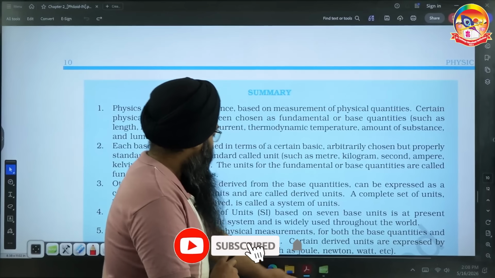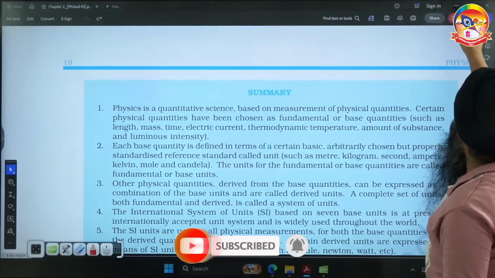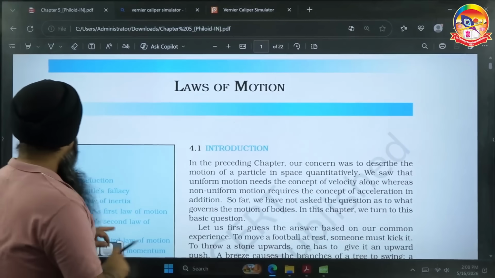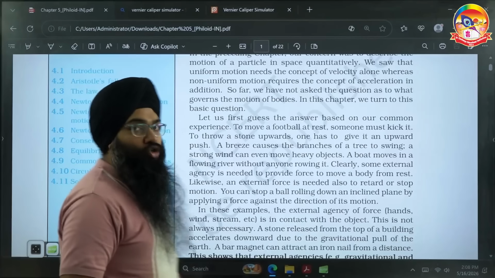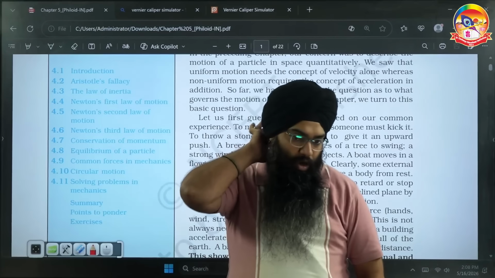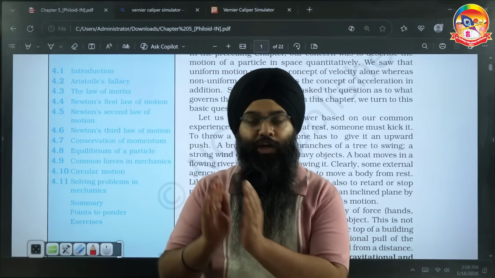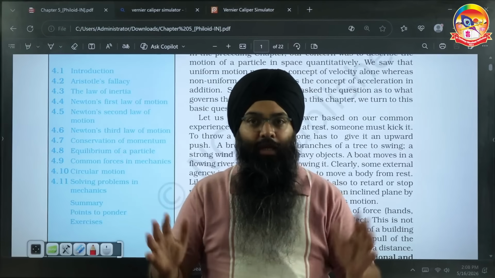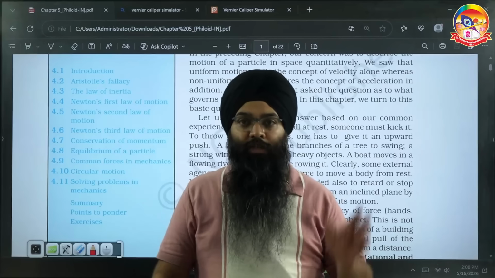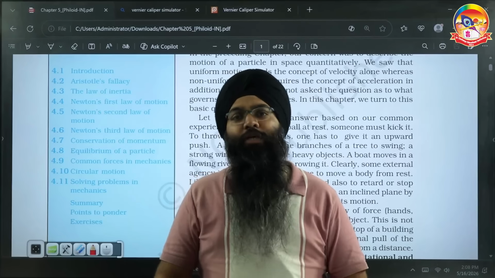Please understand carefully. Let me take this backward. So now let me come to the laws of motion. I hope this will be clear to you. In laws of motion, we have to know the meaning of Newton's laws of motion, the concept of inertia, and the main three laws of motion, which are the first law, second law and third law, and some examples and questions based on those laws.